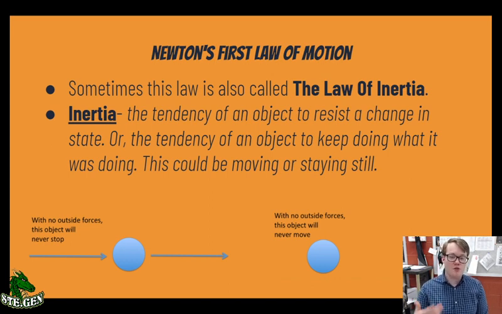Same thing with getting something going. You can push something, you can pull something, you can use your advantages with friction and the normal force, which we'll talk about later, that you can use to actually push your feet off of the ground and move. All of those are examples of Newton's first law. And inertia just means that objects will want to keep doing what they are doing.